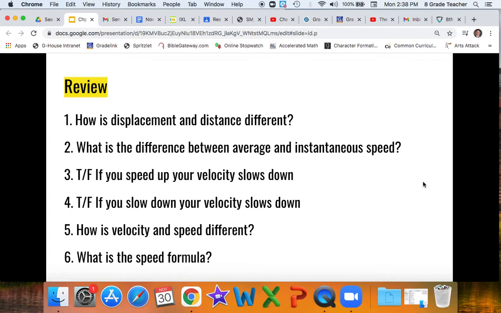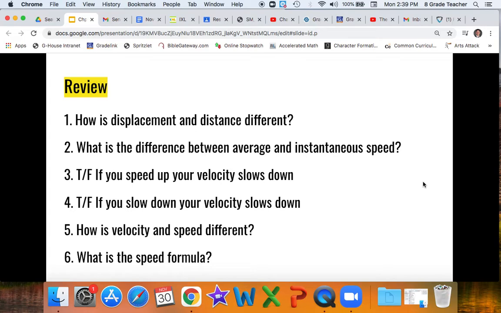Number 1, how are displacement and distance different? Remember in our definitions that displacement is distance, but it's also factoring in the direction in which you've traveled, whereas distance is the total amount of length that is added together to find out where that motion is taking place, and displacement is simply the distance between the starting point and the ending point. So again, distance is the total length of travel. Displacement is, as the crow flies, the straight line from one point to the next point.